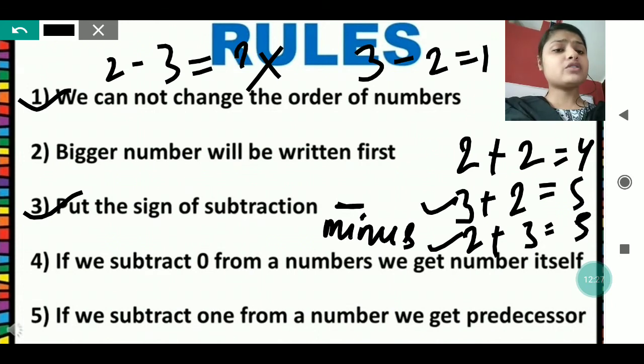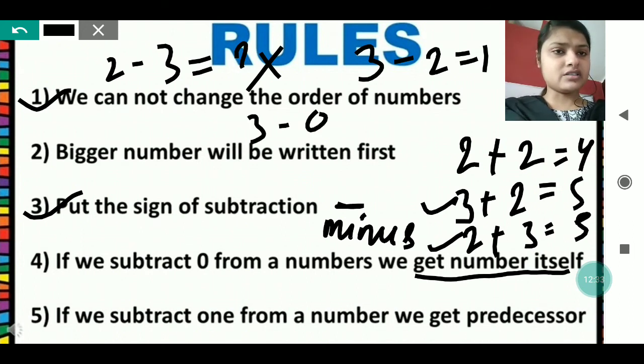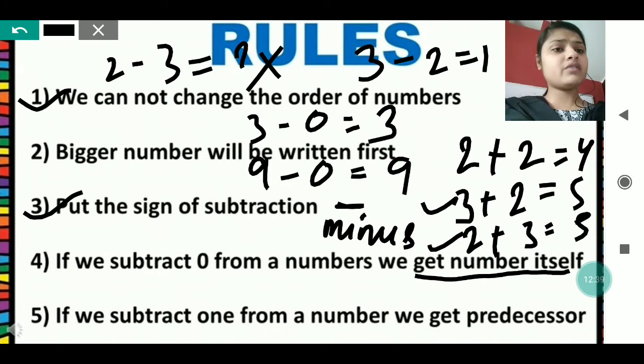If we subtract 0 from a number, we get the number itself. Whenever 0 is subtracted from any number, 3 minus 0, we will get 3. 9 minus 0, we will get 9. So whenever any number is subtracted by 0, we are going to get the number itself.